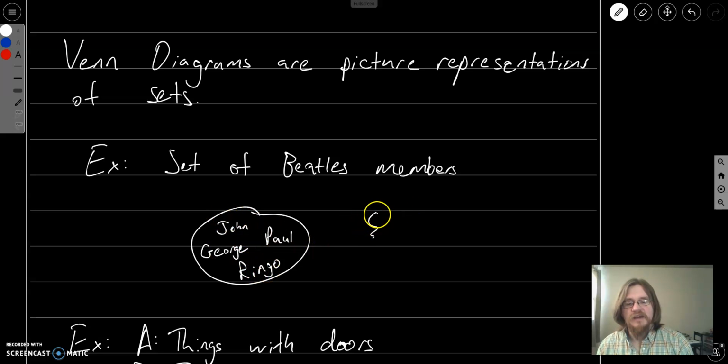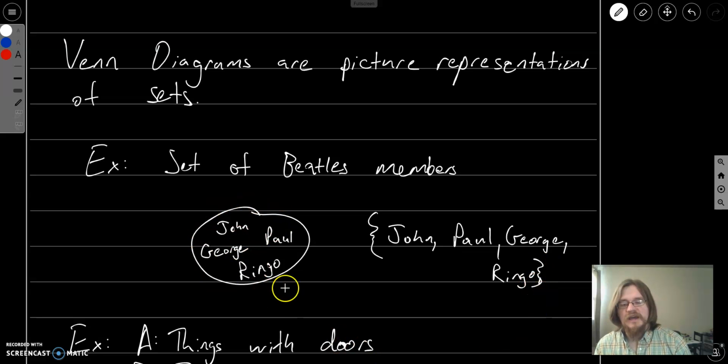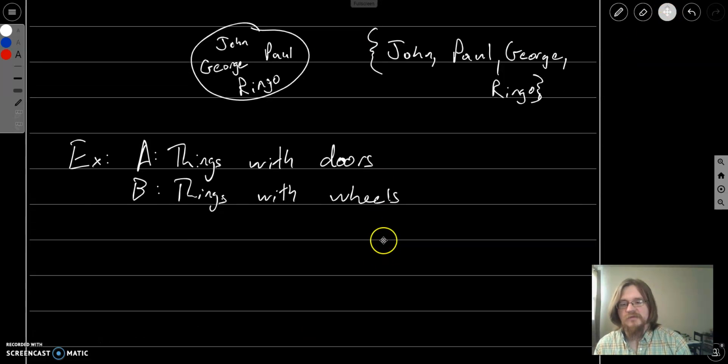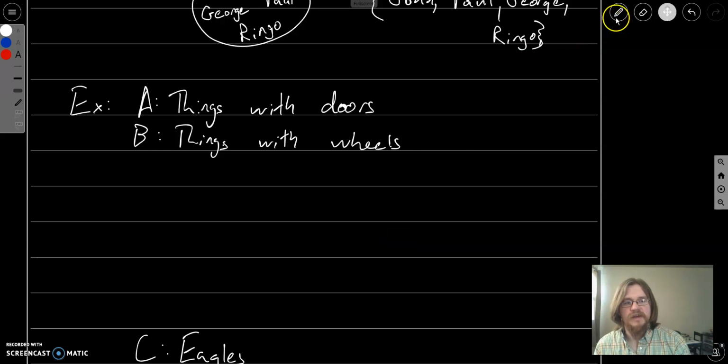If I wanted to write this down in set notation, I would write John, Paul, George, and Ringo. But it allows us to do a little bit more if we draw this picture. So just this circle here. Let me give an example of some of the things that we can do with Venn diagrams.